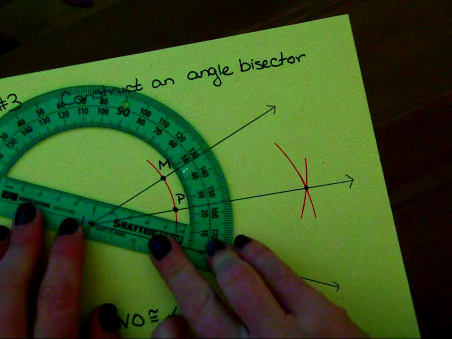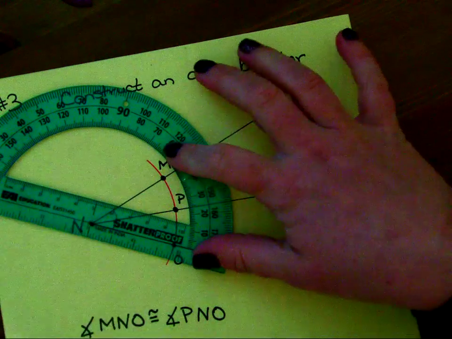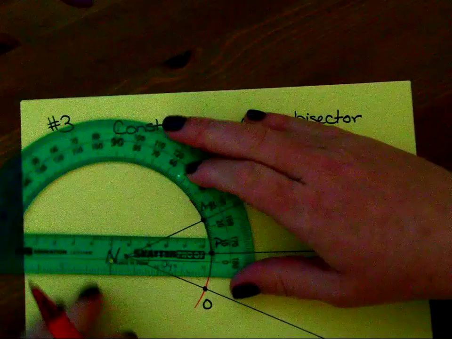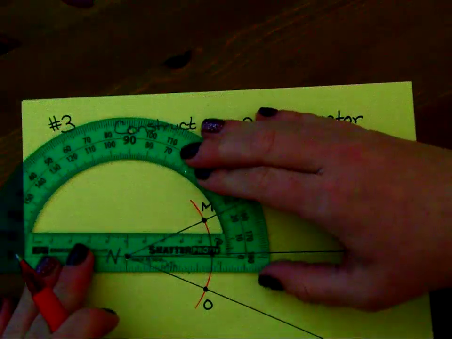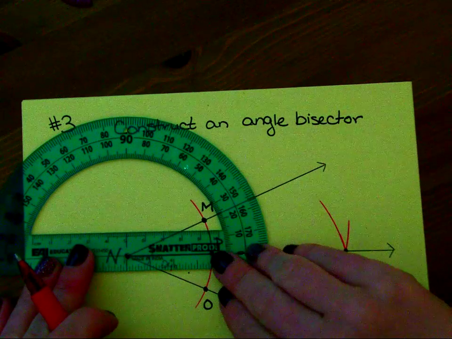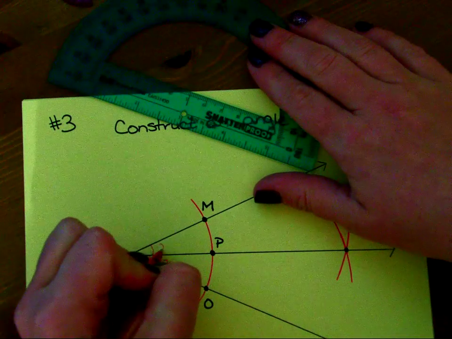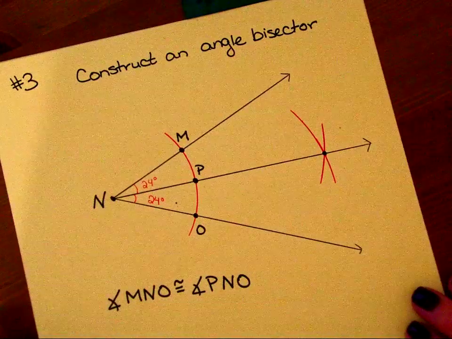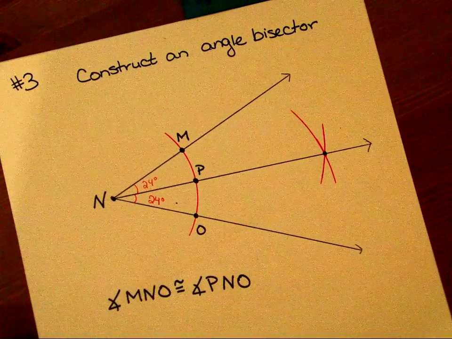So when I measure mine, I got mine to be about 24 degrees here on the bottom. And the top one, I have again exactly 24 degrees. And now you have completed your 3rd construction.